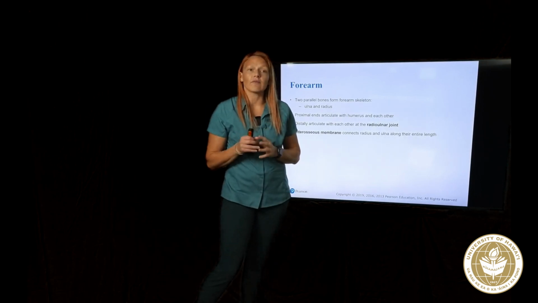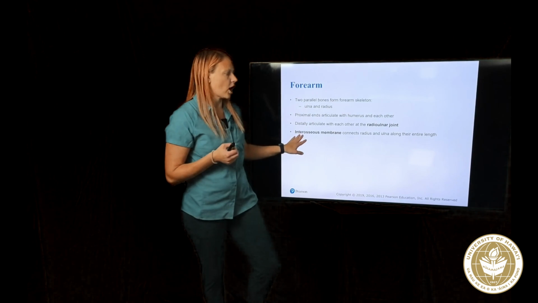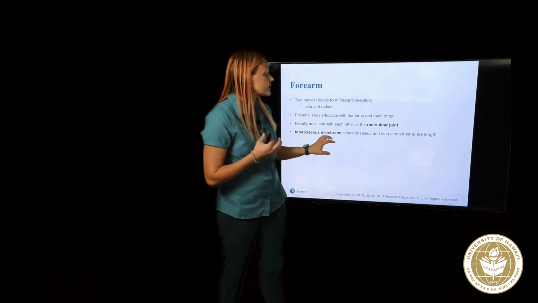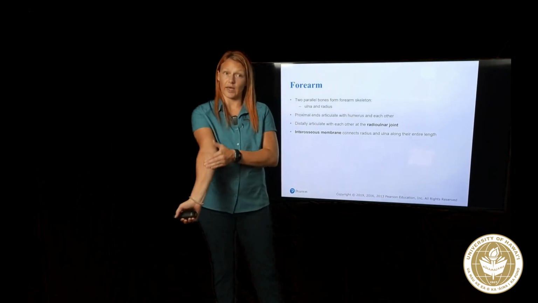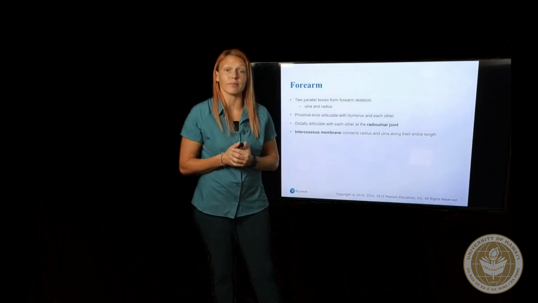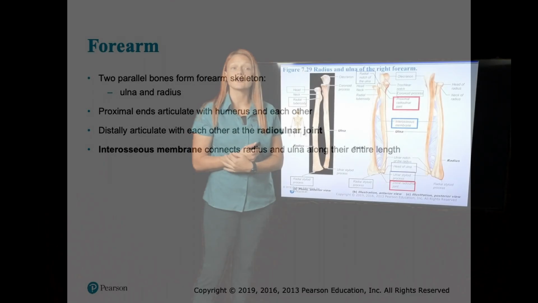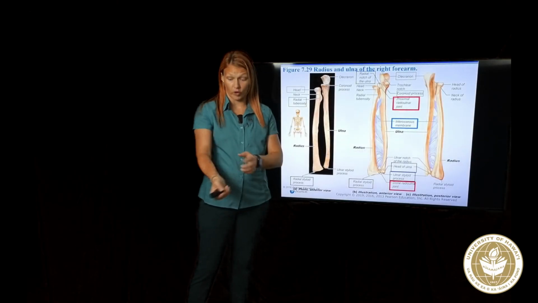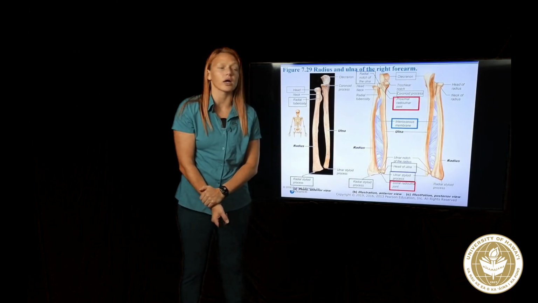Something else that we have, and you'll see it in the next image, is what's known as the interosseous membrane. And what that interosseous membrane is going to do is it connects the radius and ulna along their entire length. And like I said, you'll see that in the picture coming up. So again, we have those two parallel bones that are going to form our forearm skeleton, forearm right here. It's going to be our radius and our ulna.